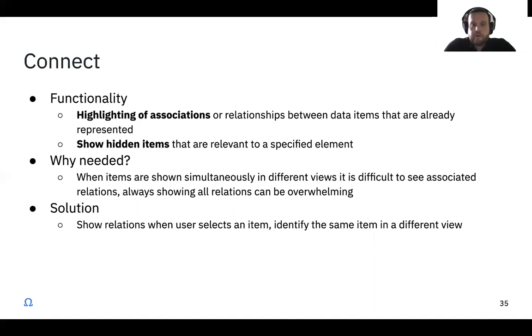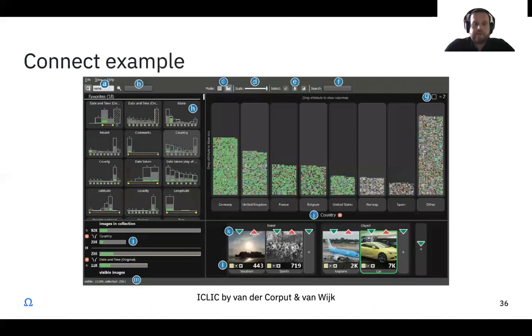And if you always show all relations, it can be overwhelming. So the solution is that you show relations when the user selects an item, and you identify the same item in a different view. An example is iClick by Van der Korput and Van Wijk.